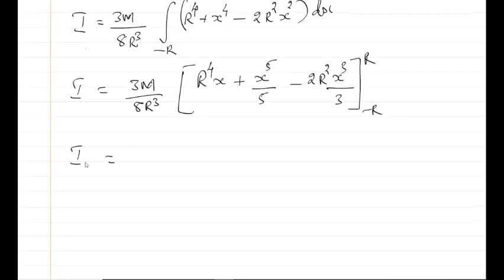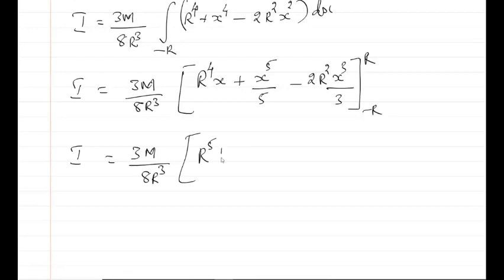Now you have to substitute the limits. You have to substitute the upper limit first, then minus of the lower limit. So let's do it carefully here. So substitute the upper limit. So r x will be replaced by capital R, so that will become r power 5, and plus x will be again replaced by capital R, that will become r power 5 by 5 minus 2 by 3 r square. Here x cube is now replaced by r, so that will become r cube, and r square you have, so that becomes r power 5.